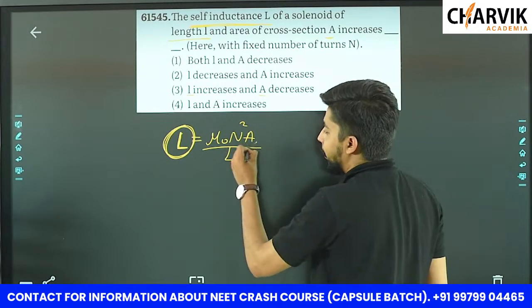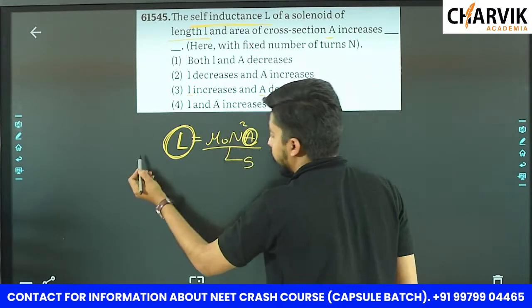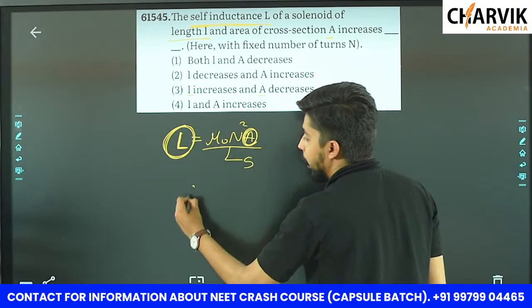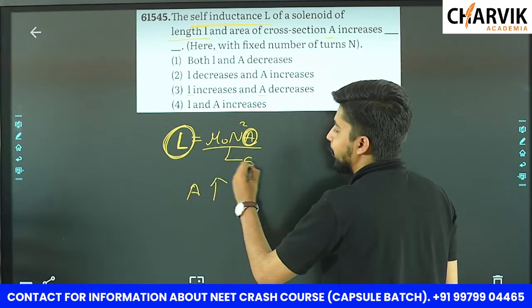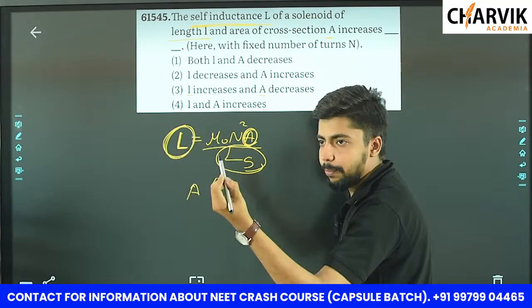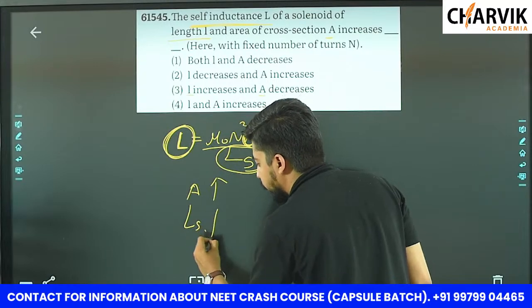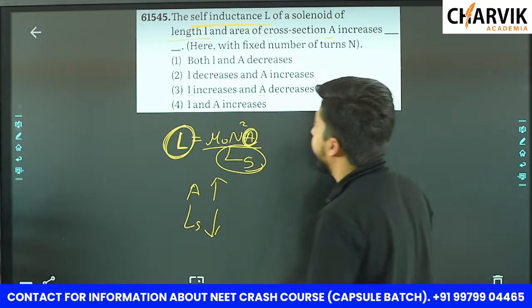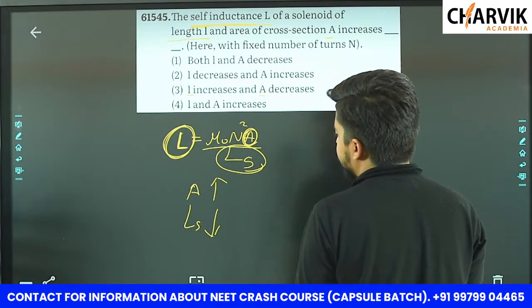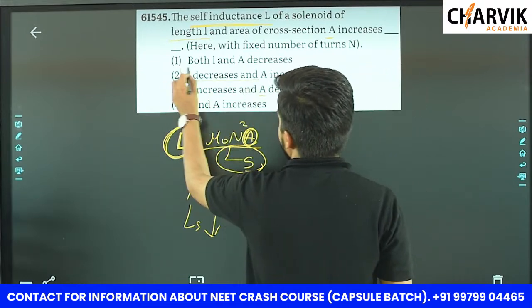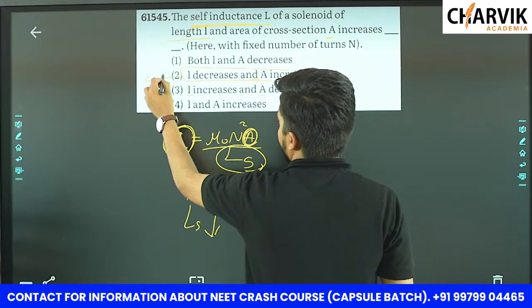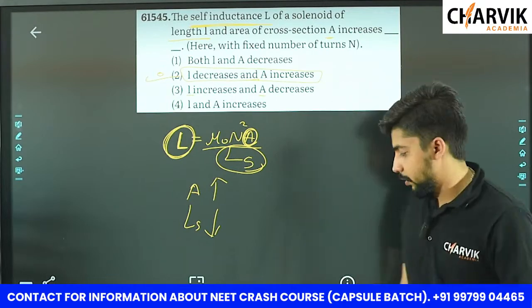As you can clearly see from the formula, area is directly proportional, so you need to increase the area, and the length of the solenoid is inversely proportional, so you need to decrease the length of the solenoid. So whenever the length decreases and A increases, yes, it is given in the second option. So the second option becomes your correct answer.